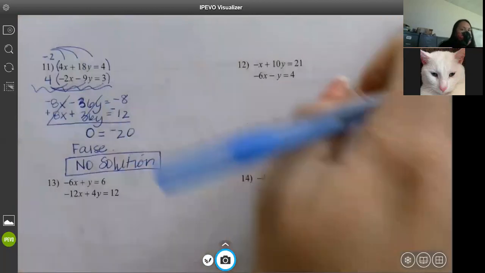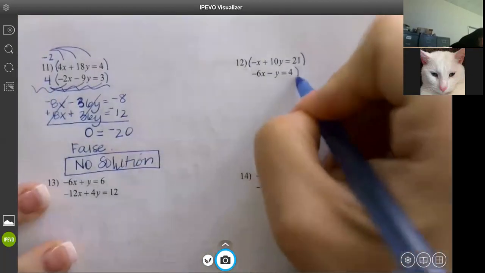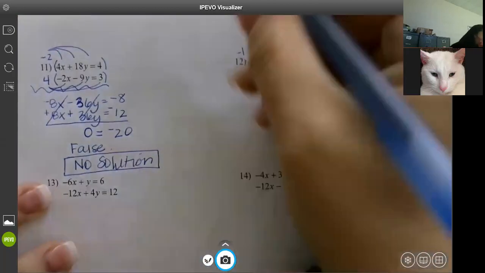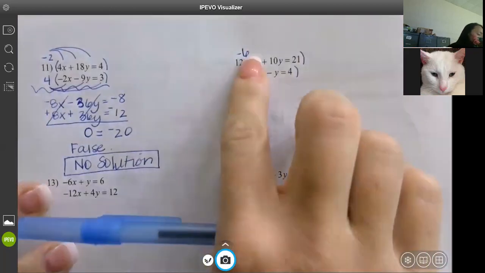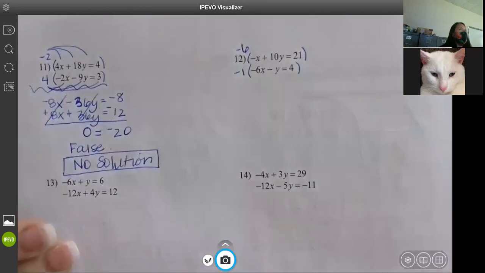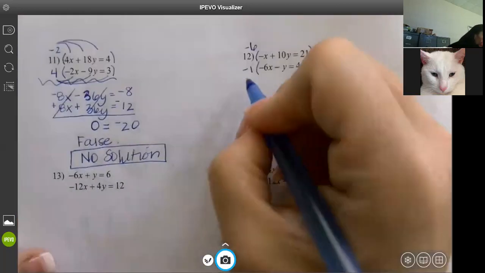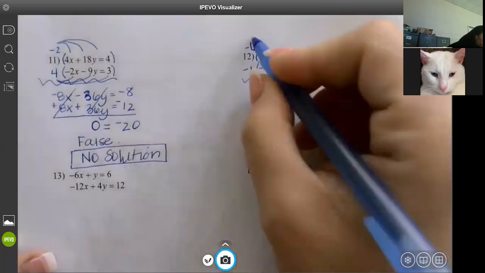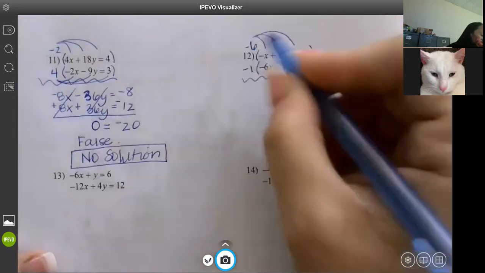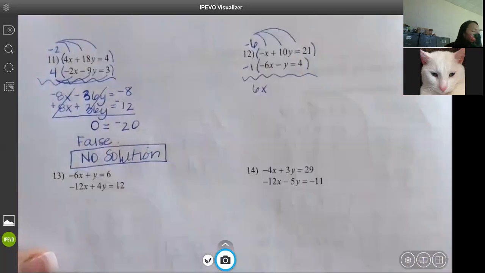So following through again on number 12, nothing looks the same. Remember, there's always a 1 with this x. We're going to switch it. So -6 is going to go on the top, and -1 is going to go on the bottom. We're going to make brand new equations by distributing. -6 times -x, negative times a negative makes a positive. 6 times x is 6x.